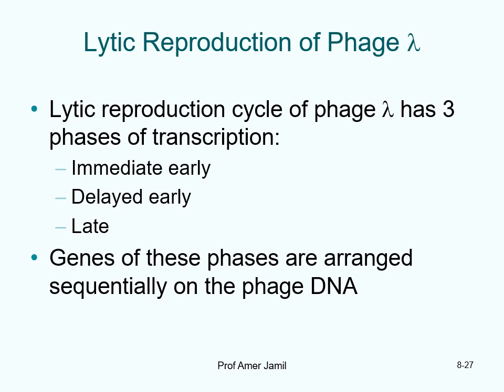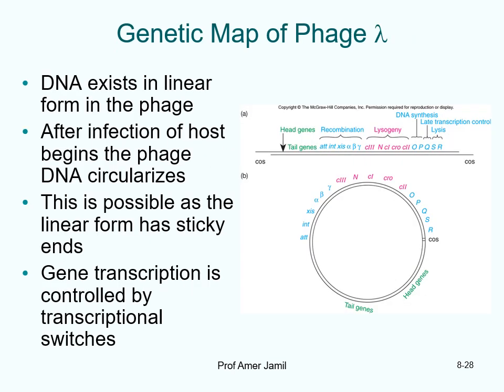And this lytic reproduction cycle of phage lambda has three phases: immediate early, delayed early, and late. Genes of these phages are arranged sequentially on the phage DNA as shown here. As you can see, these are the lysogeny genes. These are the genes for DNA synthesis, late transcription, recombination, head genes, tail genes, and this is a cos site here, with cohesive ends on both sides. When this DNA goes inside the cell, it is circularized at the cos site, and the genes are placed in its circular form like this. You can see that they are shown in different colors. These are the head genes and these are the tail genes.